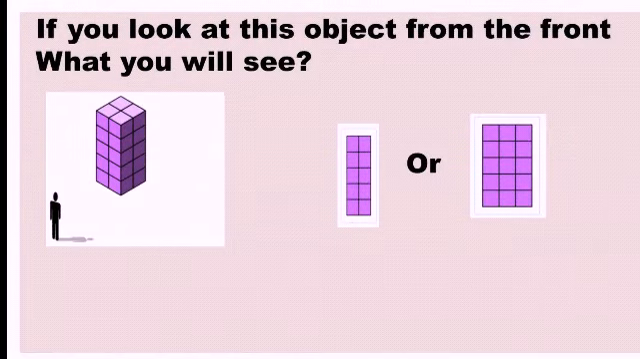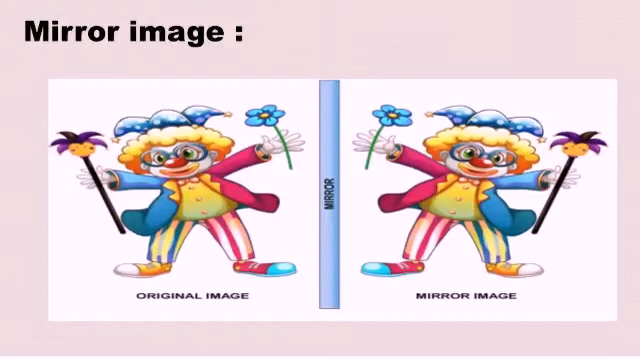This is the question for you. If you look at the object from the front, what will you see? Here you have to count the boxes. How many square shaped boxes are there? Then you will get the answer. Options are given, first option and second option. You have to choose the option. So check it.